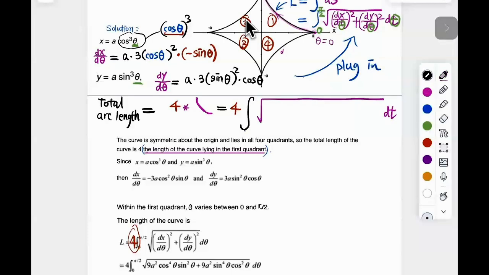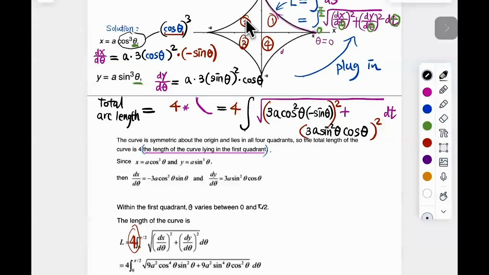It's going to be 3a cosine squared theta, and then times negative sine theta. And then we're going to square this, right? That's for dx d theta squared. And then we're going to add the square of dy d theta. Then we're going to copy the dy d theta there. So that is 3a sine squared theta cosine theta, right?